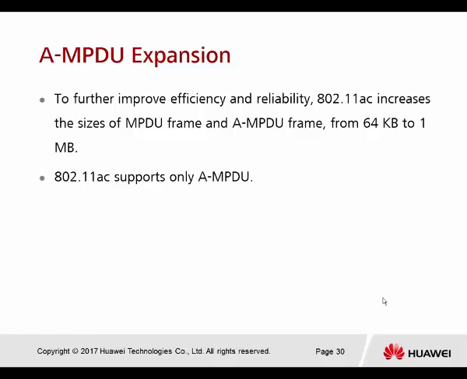To further improve efficiency and reliability, 802.11ac increased the size of the MPDU frame from 64 KB to 1 MB. Because the previous aggregation only allowed aggregating up to this size, and now AC allows us to aggregate up to 1 MB. In 802.11ac, only MPDU is supported.